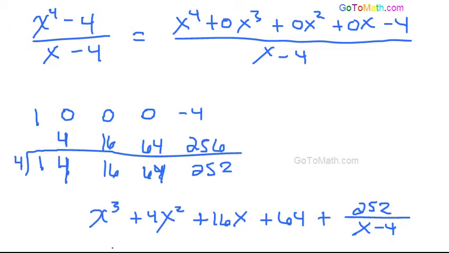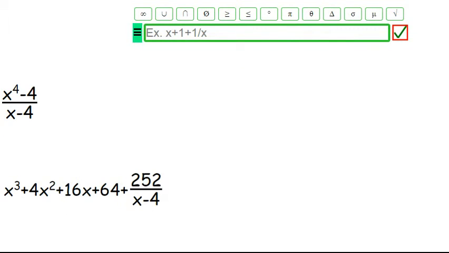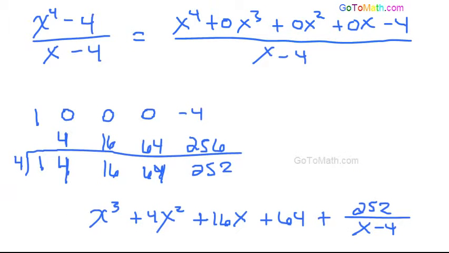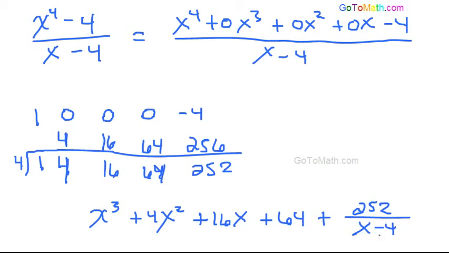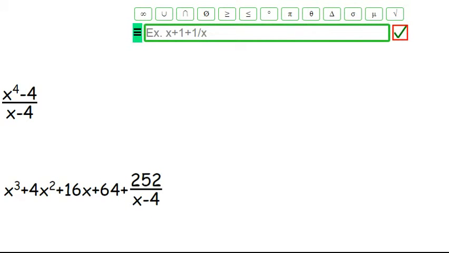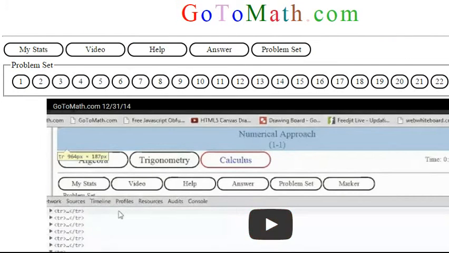Alright, better that than the script. I hate having to go in and make adjustments to that thing. Okay, so we have x cubed plus 4x squared plus 16x plus 64, plus 252 over x minus 4. I got to go back and forth because I forget. Alright, so good deal. We got that straightened out. See you in the next problem.